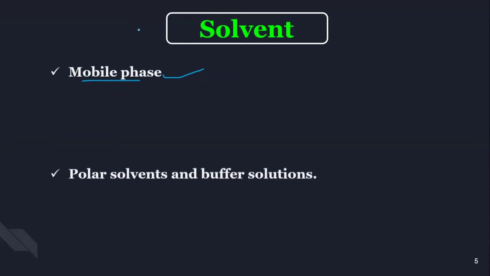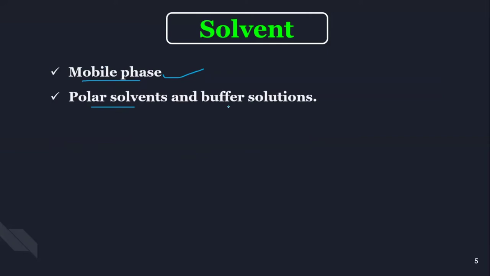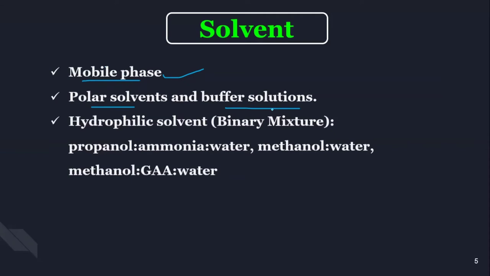Further, in this solvent, what kind of solvent we use: the polar solvent, and some of the time we use a buffer solution. And second, in the types of solvent, we also go with the hydrophilic solvent like binary mixtures. So propanol, ammonia, water, then methanol, water. These are the combinations of binary mixtures that you can use: methanol, glacial acetic acid, and water.